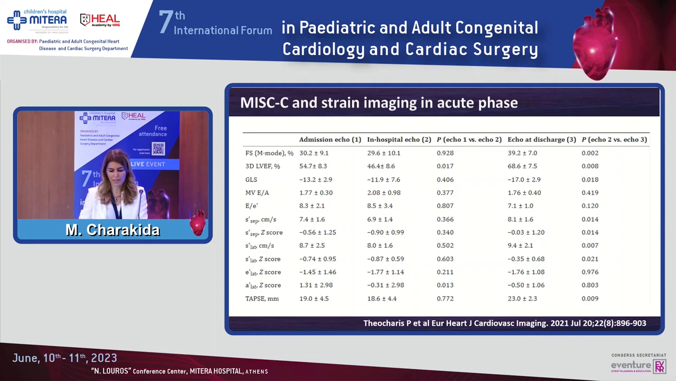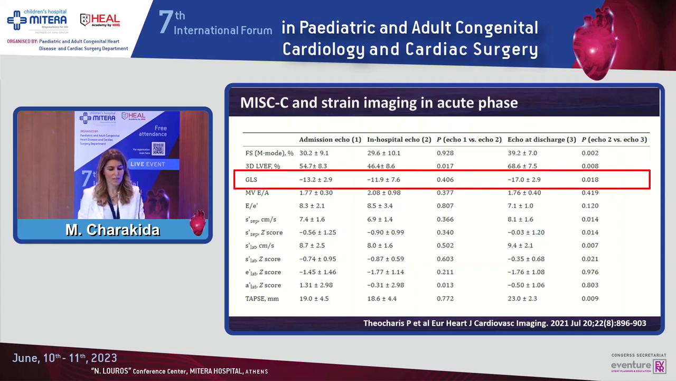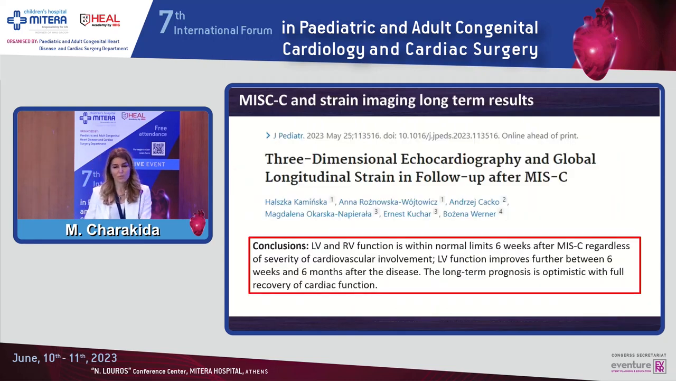And here you can see a great variety of cardiac measurements that we have done, and of course the strain measurements, which were significantly impaired at the beginning, but also had a tendency to recover at the discharge phase. And we now have data from long COVID that demonstrate that, by using strain, the LV and RV function in this particular condition seems to improve within a period of 6 weeks, and in some cases up to 6 months.